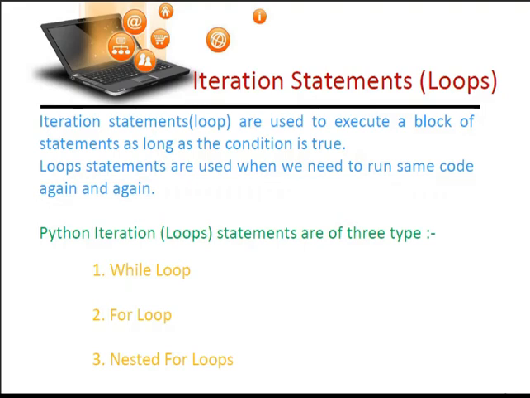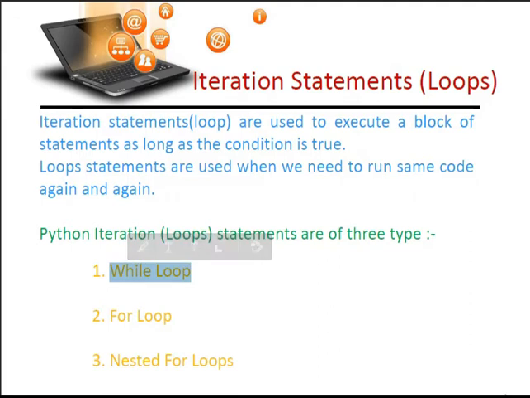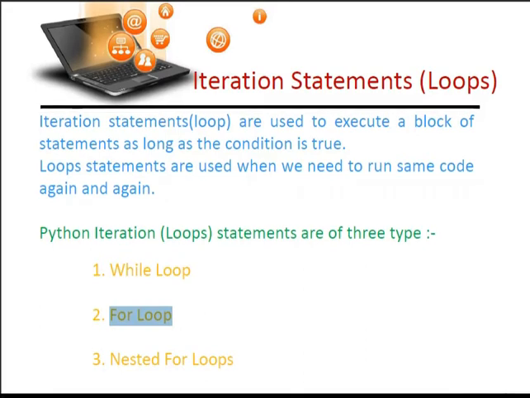Now in the iteration statements, as you can see here, first is the while loop. This is also called an entry control loop, which means before entering, it will check the condition. The for loop will not check any condition. It will continue the loop for the number of times mentioned in that loop. The for loop can be used with the range function as well as with a list.